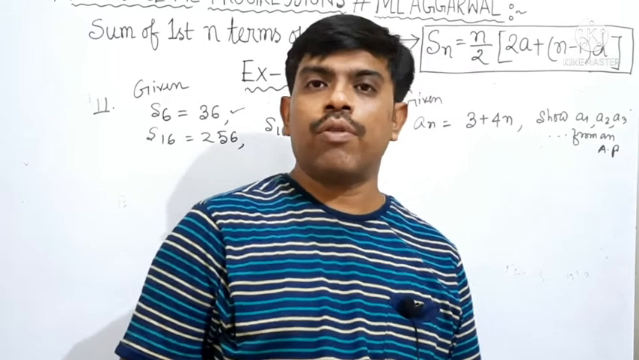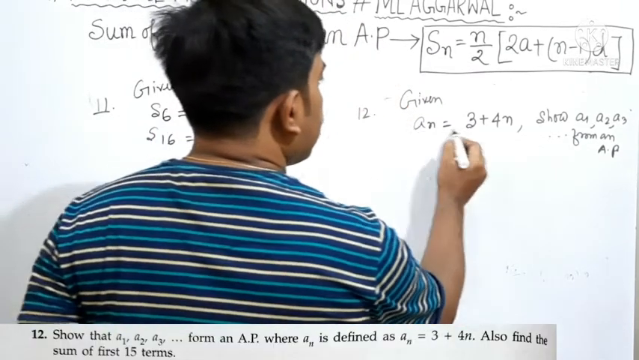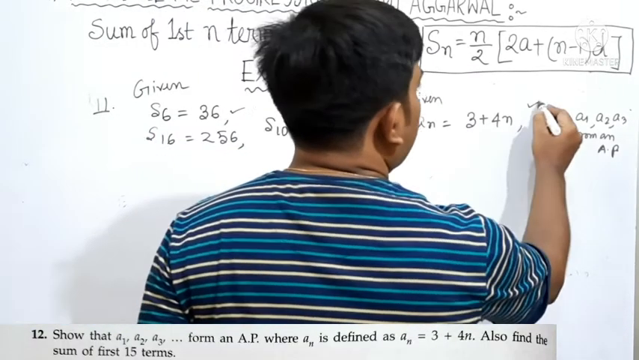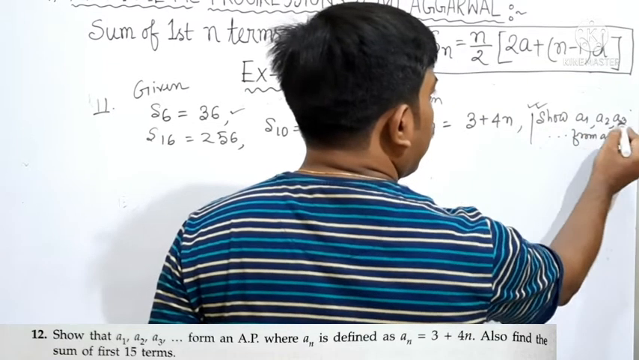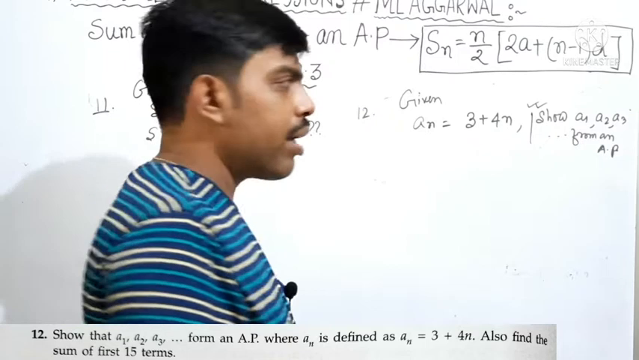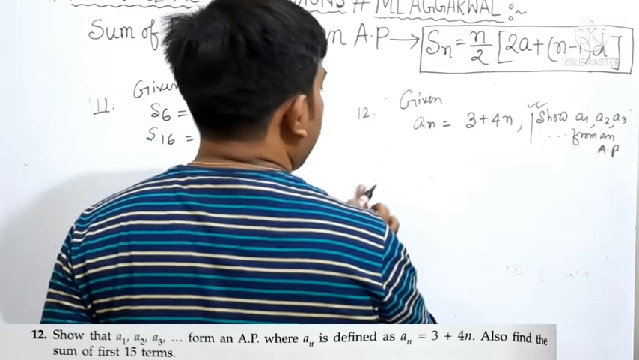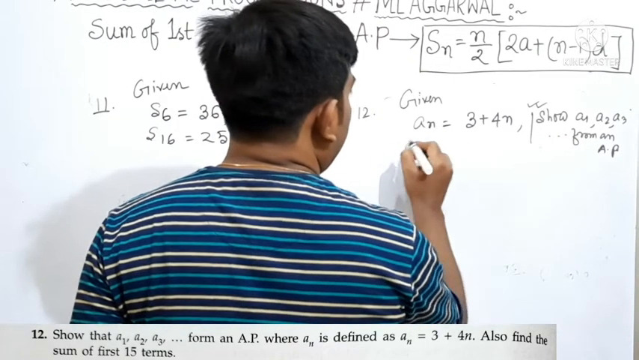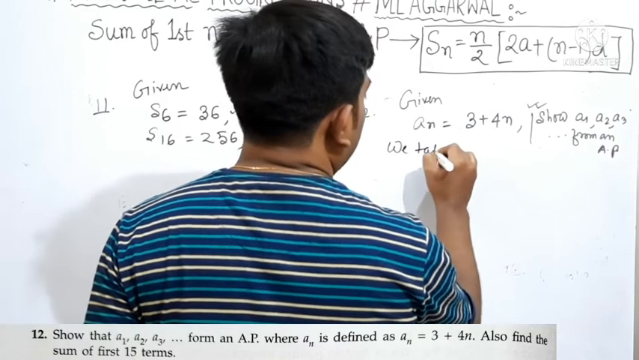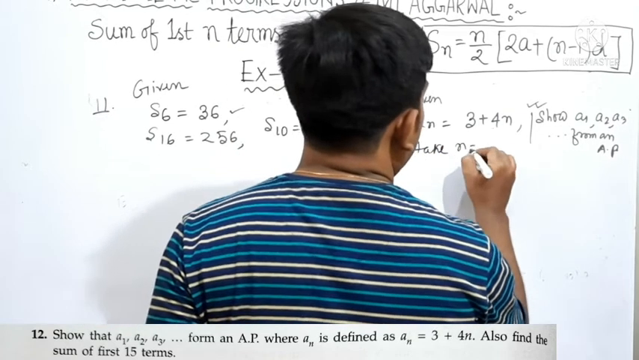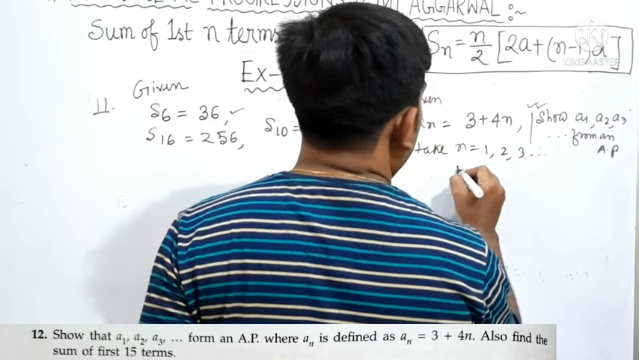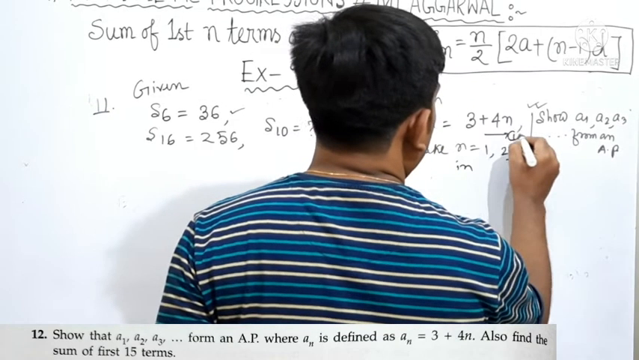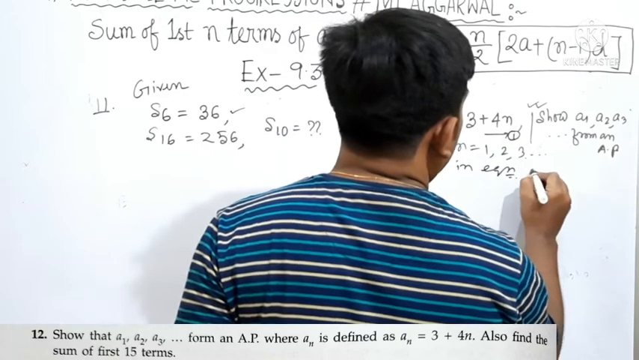In problem number 12, it is given that an is equal to 3 plus 4n. We have to show that a1, a2, a3 form an AP. It is very easy. We take n is equal to 1, 2, 3 and so on in equation 1.